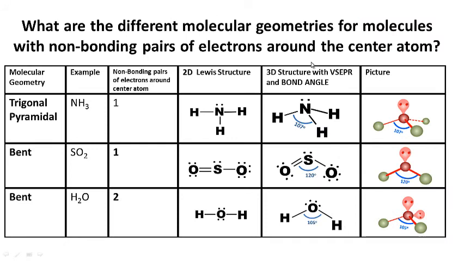So for your notes, what are the different molecular geometries for molecules with non-bonding pairs of electrons around the center atom? Go ahead and pause this while you write this table. Okay, I'm going to move on.